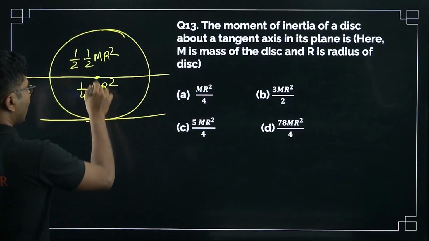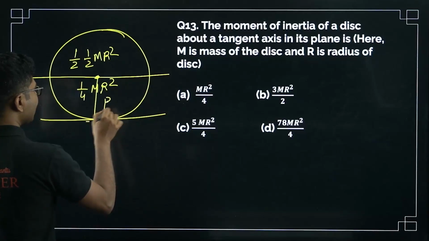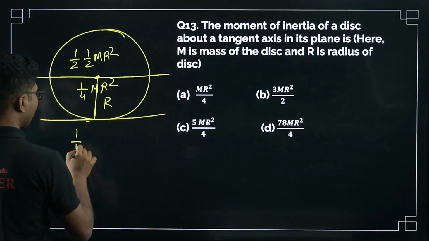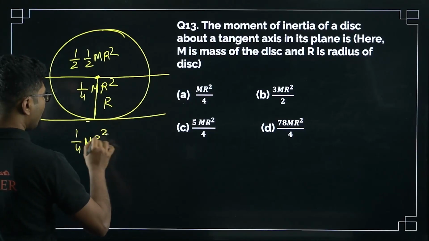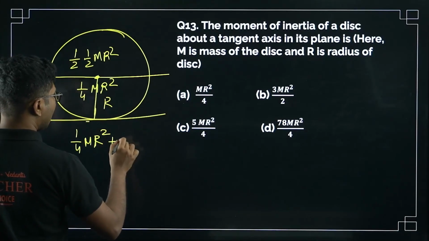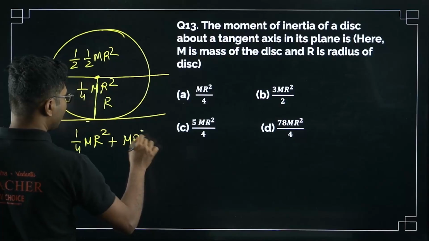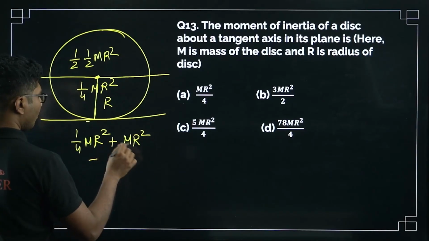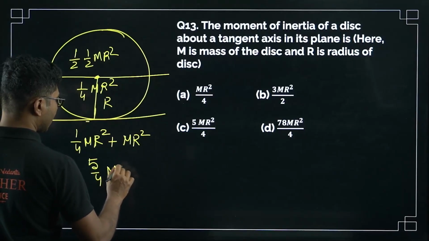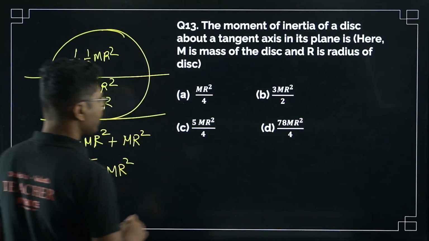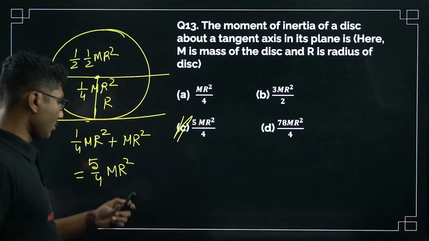Now this distance is r, so you have to add mr square to 1/4 mr square for two parallel axes. This is called the parallel axis theorem. 1/4 mr square plus mr square, so it will be 4 plus 1, 5 by 4 mr square. So the correct answer is 5 by 4 mr square, option C.